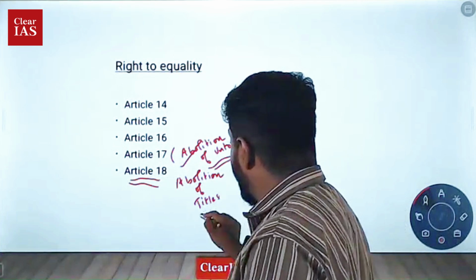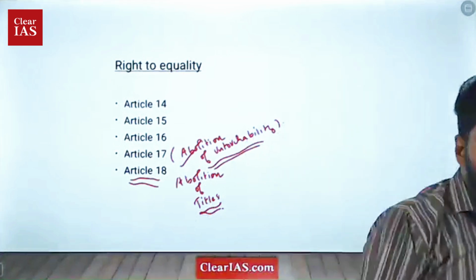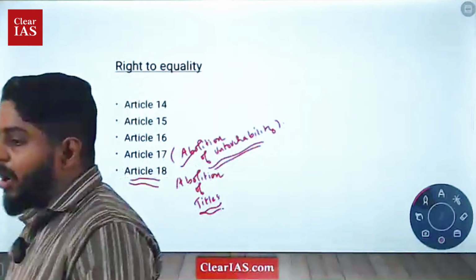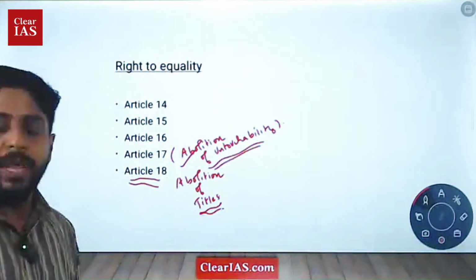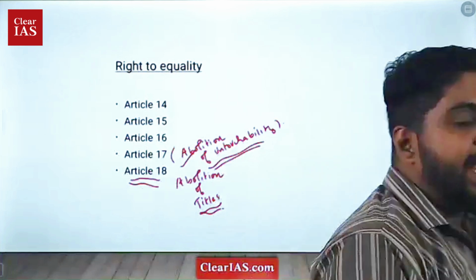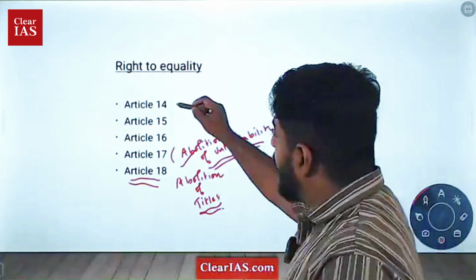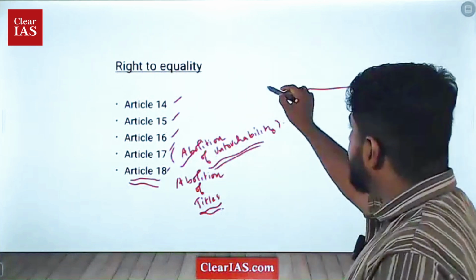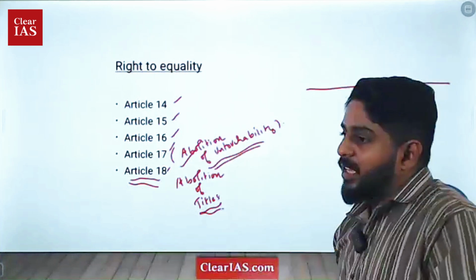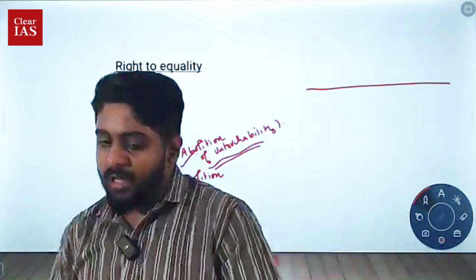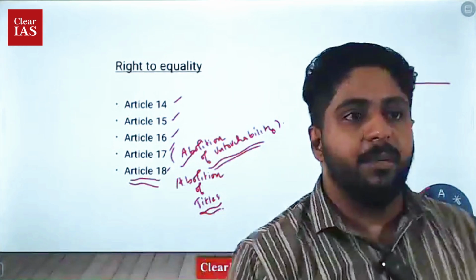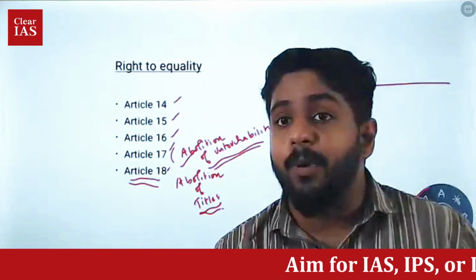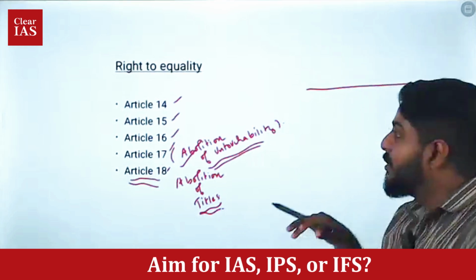Sir, why does the abolition of titles come under the right to equality? See, when you try to understand articles 14, 15, 16, 17 and 18, for example, article number 14 says the state shall not discriminate against individuals, guaranteeing equality before law or equal protection of law within the territory of India, isn't it?